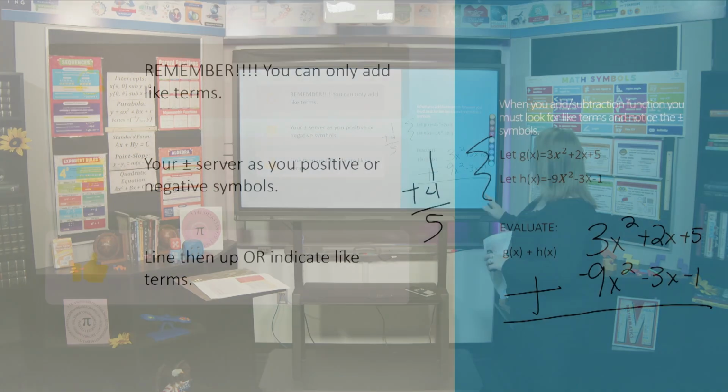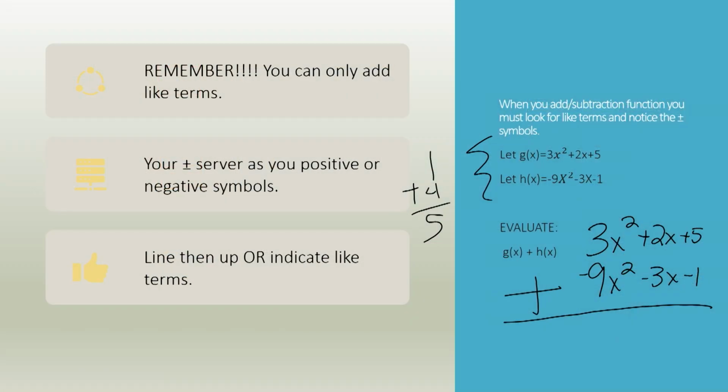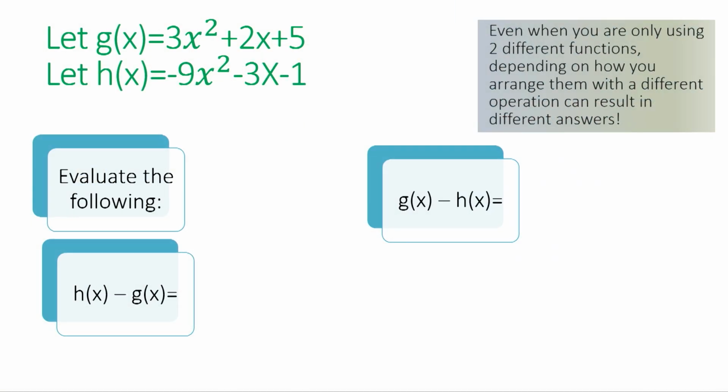So let's go ahead and put these together. It says 3x squared plus negative 9x squared. All right, I am going to get negative 6x squared. Then I have 2x plus a negative 3x. Negative x. And then I have 5 plus a negative 1. I get a positive 4. And there is our answer. When I put these two together, this is what I get. Awesome, awesome. Let's look at this next one.